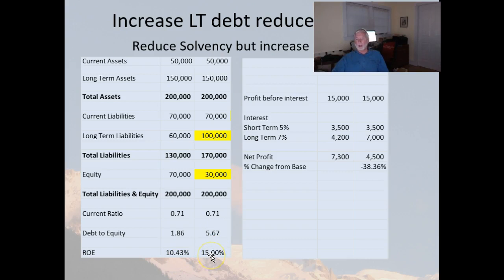So stockholders are happy. Return on equity is good. Even though my income went down, the dollars per share went up. The debt to equity ratio improved. My earnings per share went up. And I'm in a good position from my stockholder standpoint as long as they don't look too closely at the risk I'm taking. So that's a change.